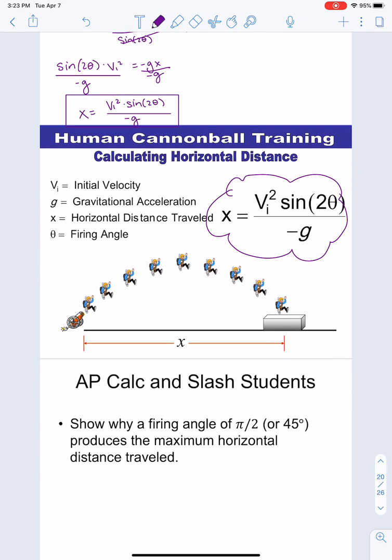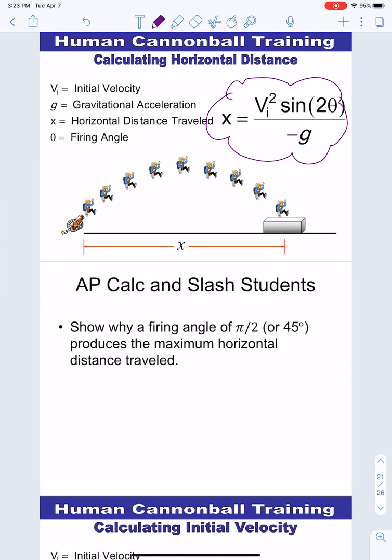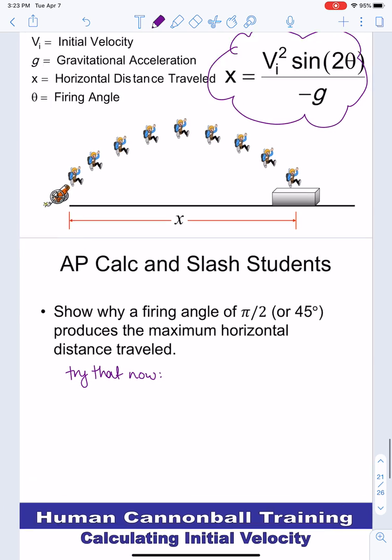Okay, so I have a decent amount of you guys in AP Calc, so I'm going to throw this in there. I apologize for those of you who are not in there right now. But I want you guys to see if you can figure out why a firing angle of pi over 4 or 45 degrees produces the maximum horizontal distance traveled. So basically, I'm looking for you to set x prime equal to 0, find the max, basically, of the function x. So go ahead and try that now. Pause your video and see what you can do.